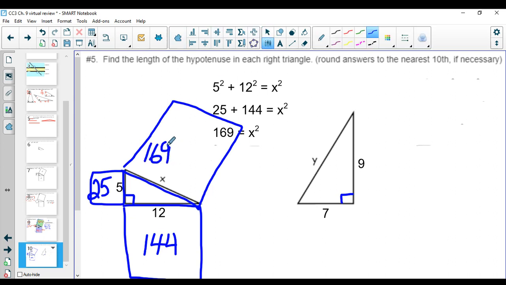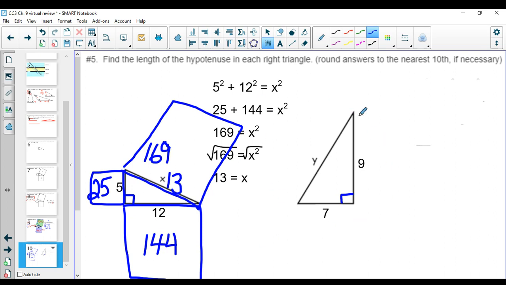But that's for the whole square. We want to know what the side length is. So we're going to take the square root of 169, and the square root of 169 is 13. 13, once again, is a reasonable answer because 5 plus 12 is more than 13, and 13 is the largest side.